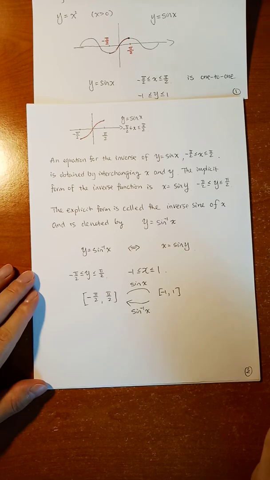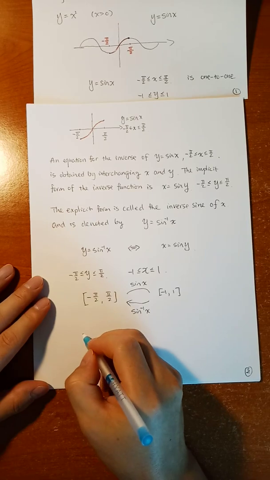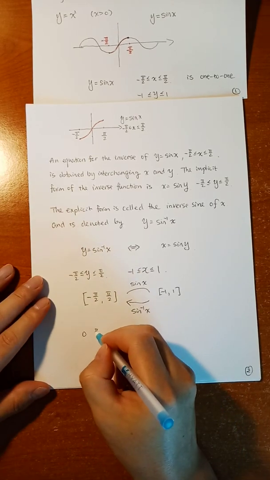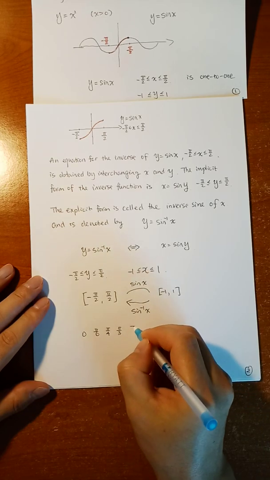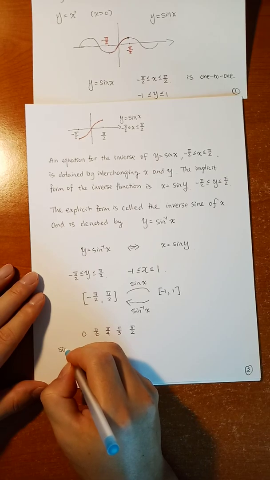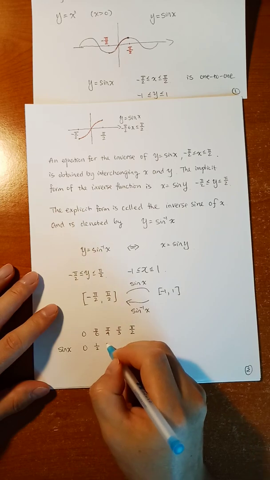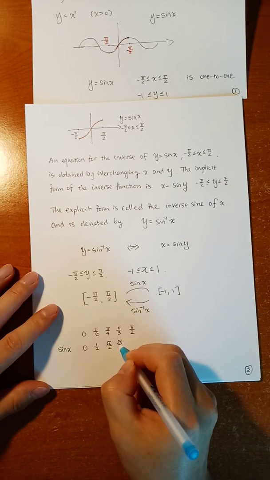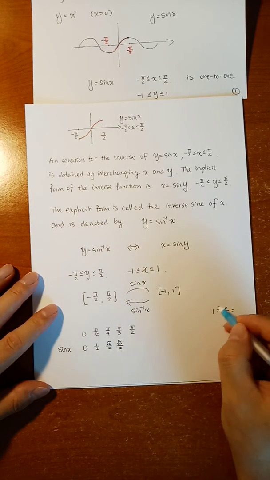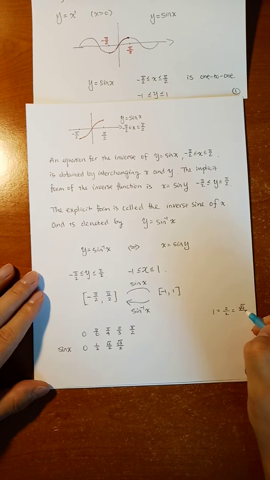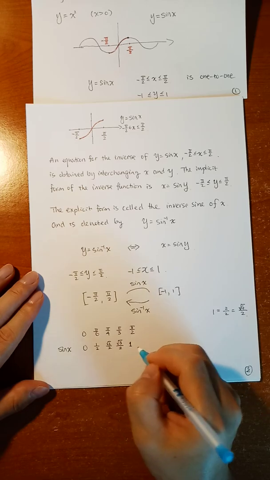So for example, remember that when we have 0, pi over 6, pi over 4, pi over 3, pi over 2, what are the sines? Sine will be 0, 1 over 2, root 2 over 2, root 3 over 2, and 1. Remember what is 1? 1 is 2 over 2. 2 is root 4. So it is equal to 1, but it's actually square root of 4 over 2.